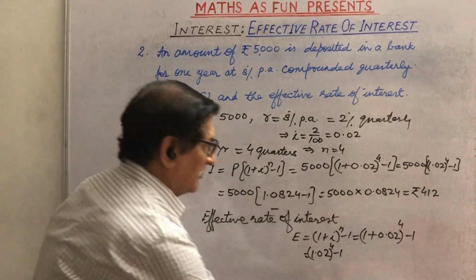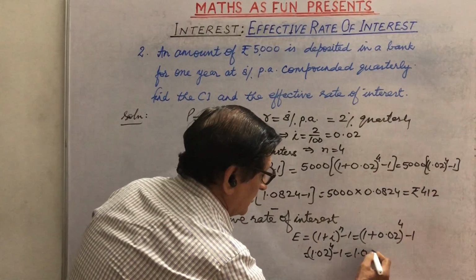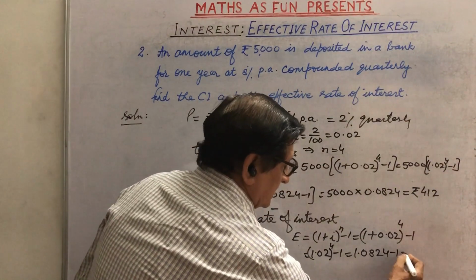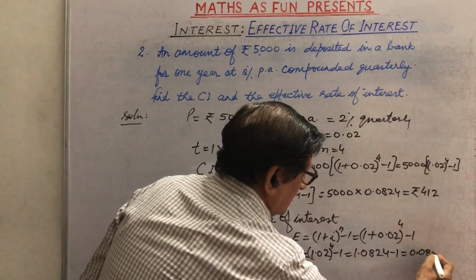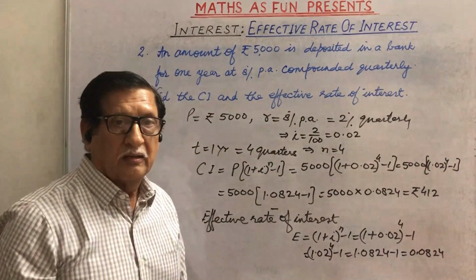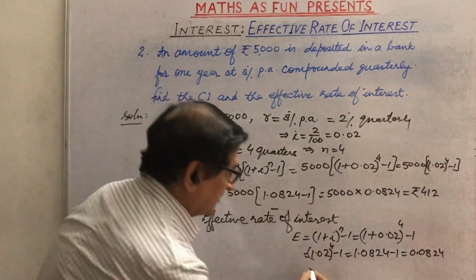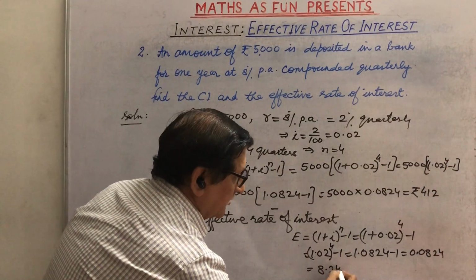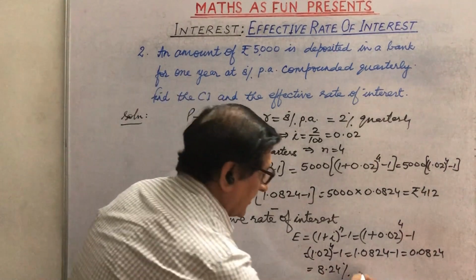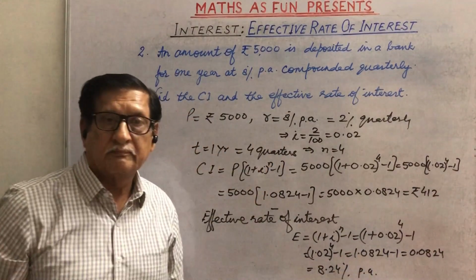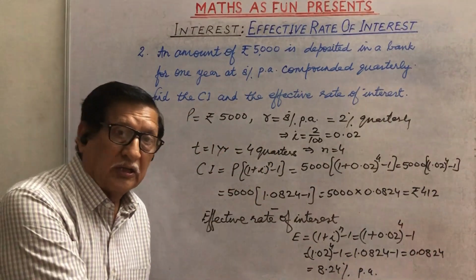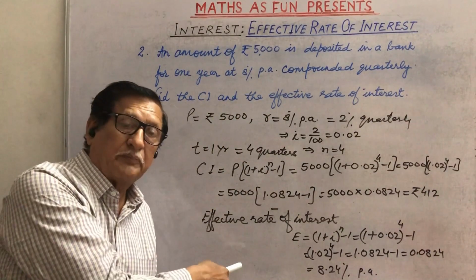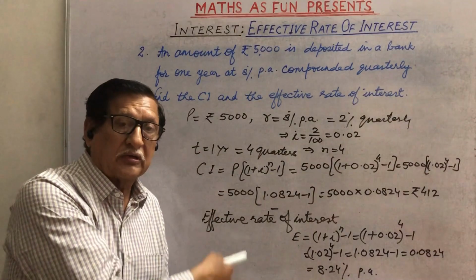As we have seen here, this is 1.0824 minus 1. So this comes as 0.0824. To convert into percentage, we multiply it by 100. So this comes as 8.24% per annum. So we find here that the rate of interest was 8% per annum, but when it is compounded quarterly, the effective rate becomes 8.24%.